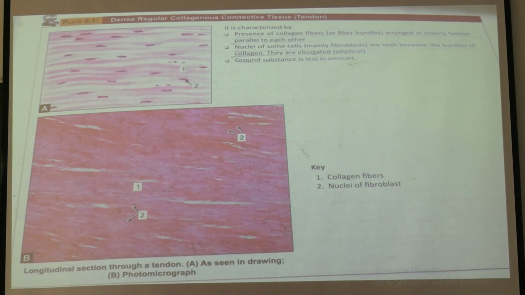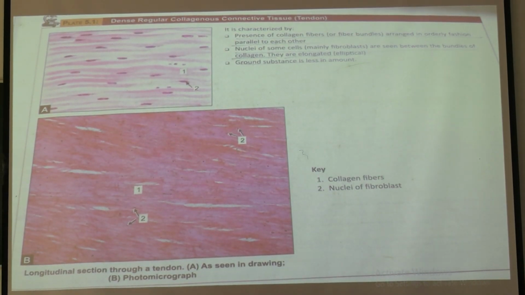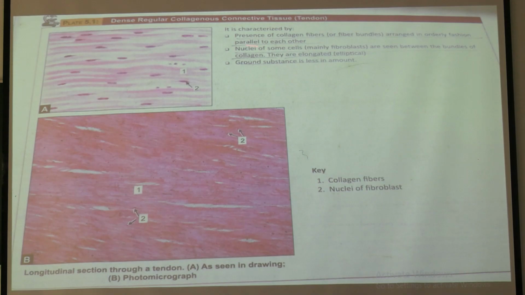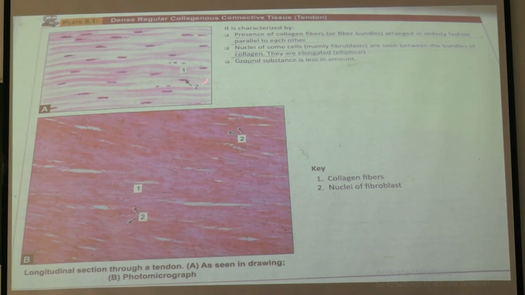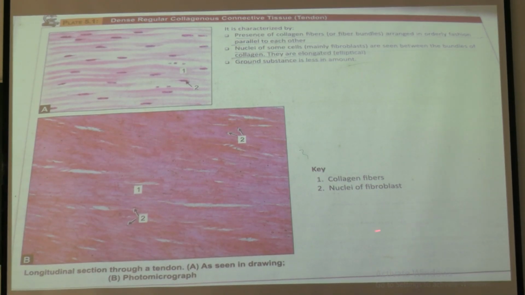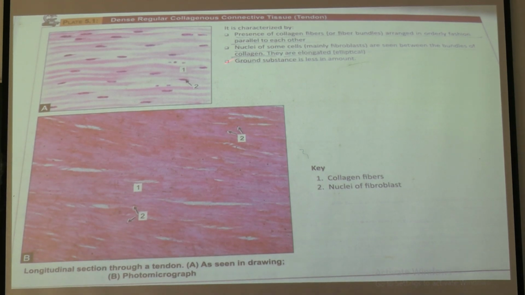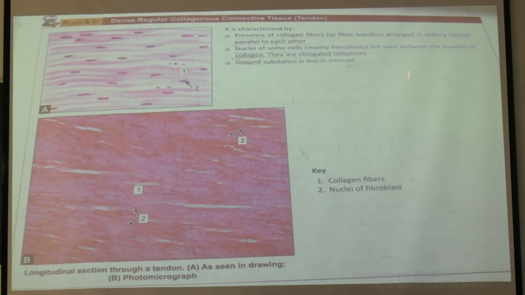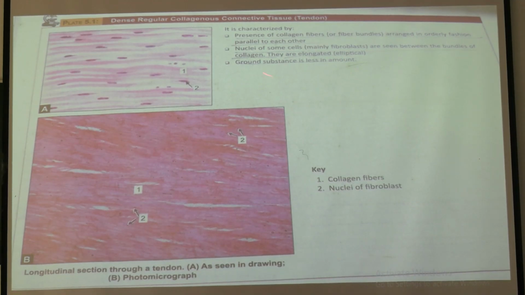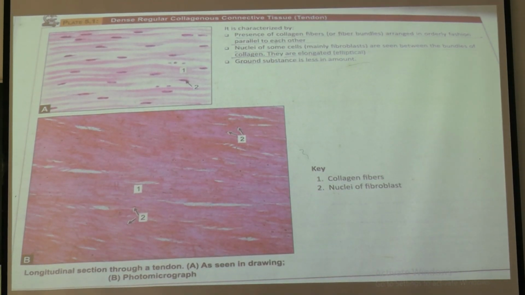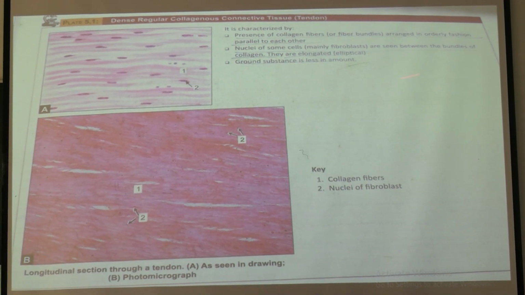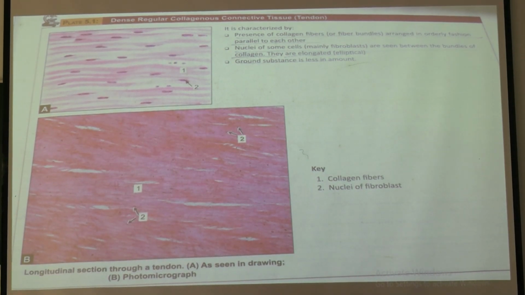An example is tendon. We have a slide of tendon, you will see. It is characterized by the presence of collagen fibers or fiber bundles arranged in an orderly fashion, parallel to each other. See, these are the collagen bundles lying parallel to each other. Like this you will see under the microscope. Nuclei of some cells, mainly fibroblasts, are seen between the bundles of collagen, and they are elongated and elliptical in shape. Ground substance is less in amount in dense connective tissue.